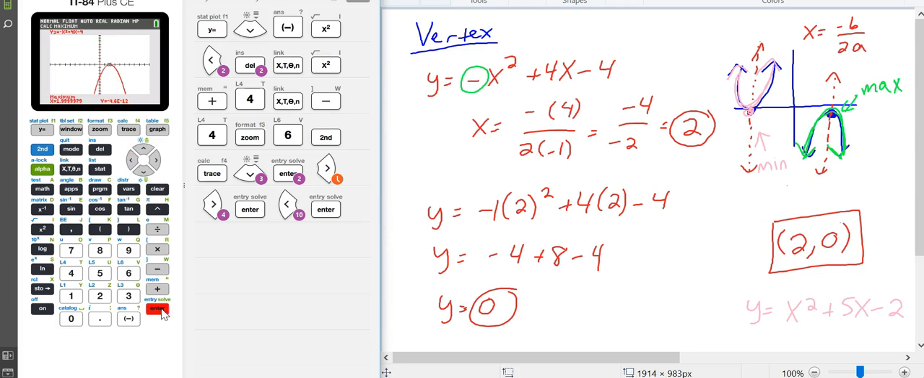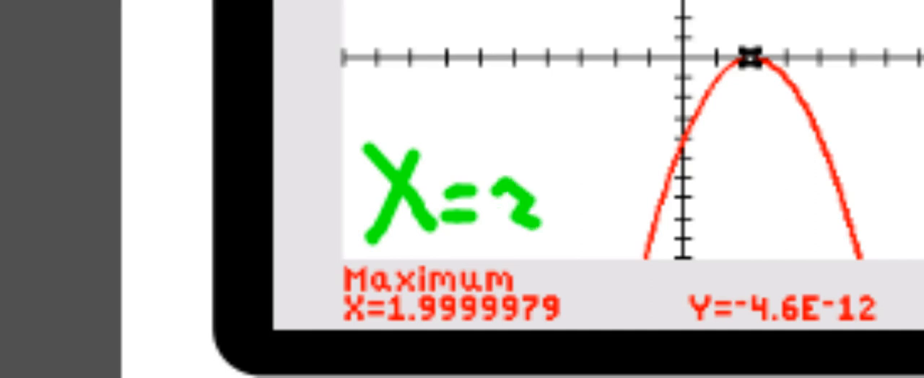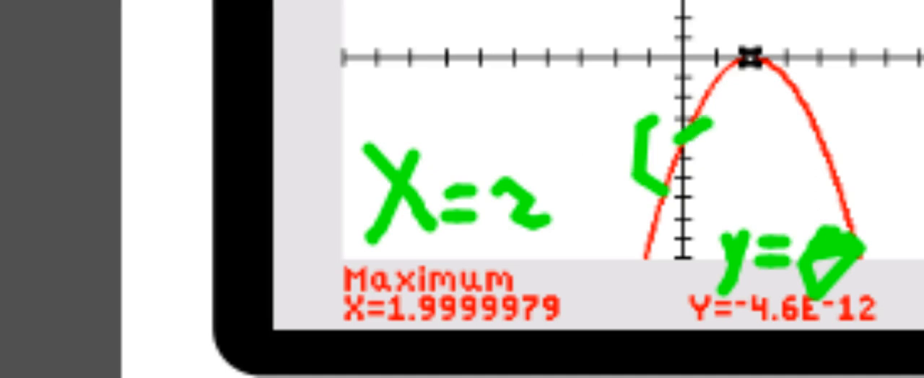And the calculator calculated for us 1.9999979. We can round this, and on the Regents you should round this to 2, so x is equal to 2. And you'll notice that y is equal to negative 4.6 e negative 12. Negative 4.6 e negative 12 means negative 4.6 with the decimal place moved 12 places to the left, which is so close to 0 that on the Regents we just assume that this is equal to 0. The maximum point of this graph is (2, 0), like we solved before.